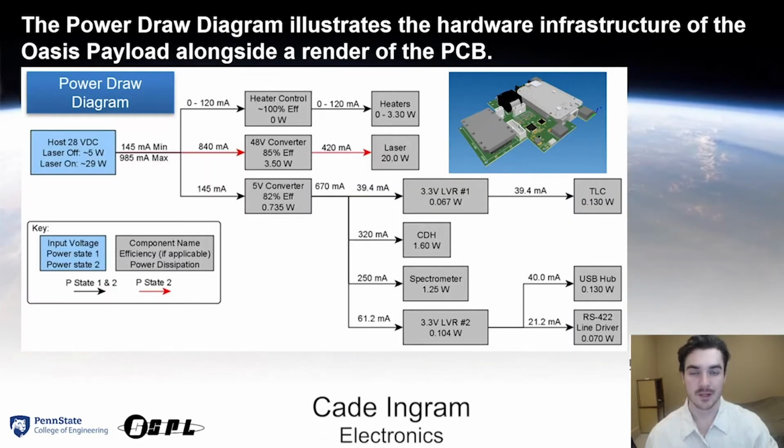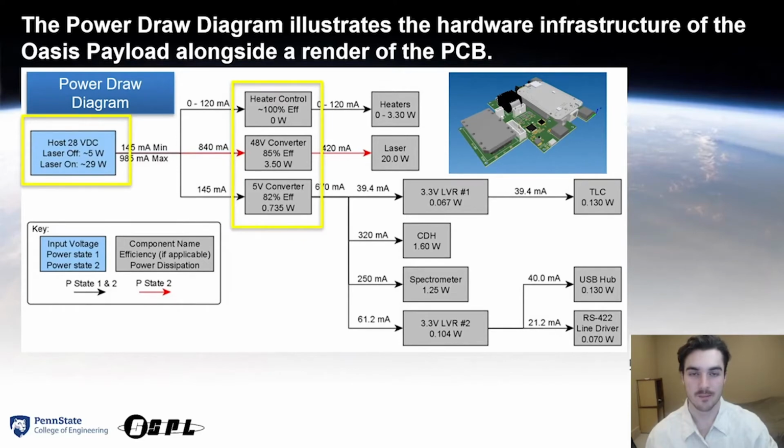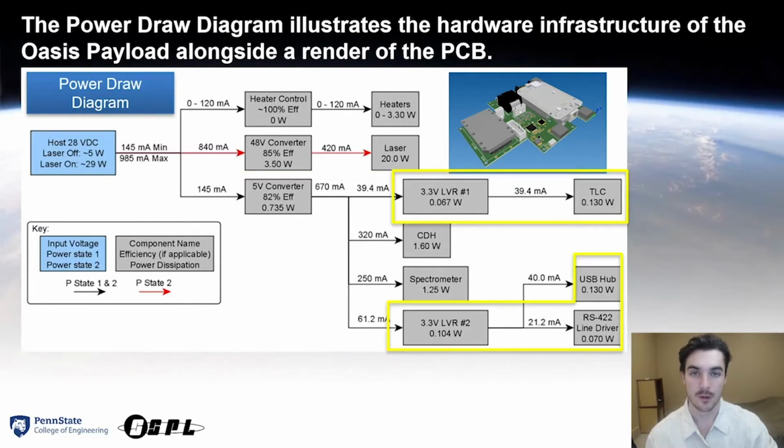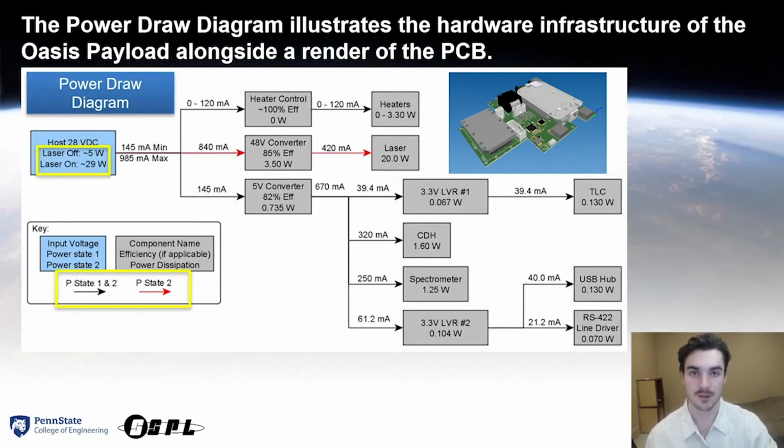The OASIS PCB provides the hardware required for power delivery and communications for the laser, spectrometer, and thermal control system. As shown in this power draw diagram, 28-volt DC is passed to two DC-DC converters and the heater control MOSFETs. A 48-volt converter supplies power to the OASIS laser. A 5-volt converter supplies power to two 3.3-volt regulators, the BeagleBone Black flight computer, and the spectrometer. One 3.3-volt regulator is the dedicated power supply for the Teensy 3.2 thermal logic controller, while the other supplies power to the USB hub and RS-422 line driver. The two power states represent total power draw during system standby and during laser activation.